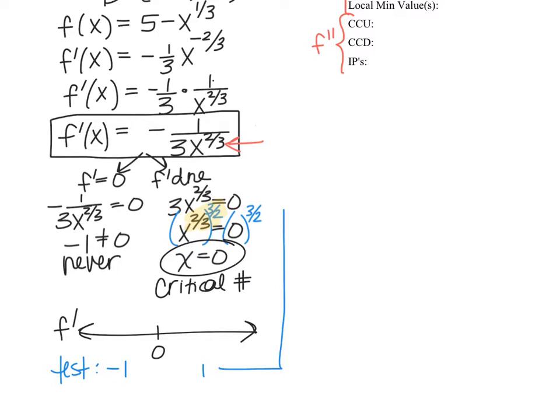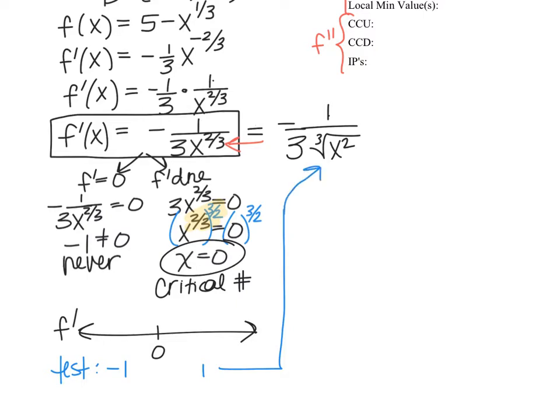Let me remind you that you could actually rewrite your derivative in a different form. If you didn't like -1/3 x to the 2/3 power, that could also be rewritten as -1 divided by 3 times the cube root of x squared. If you had chosen to rewrite it as a radical, that would be fine too. These are equivalent.